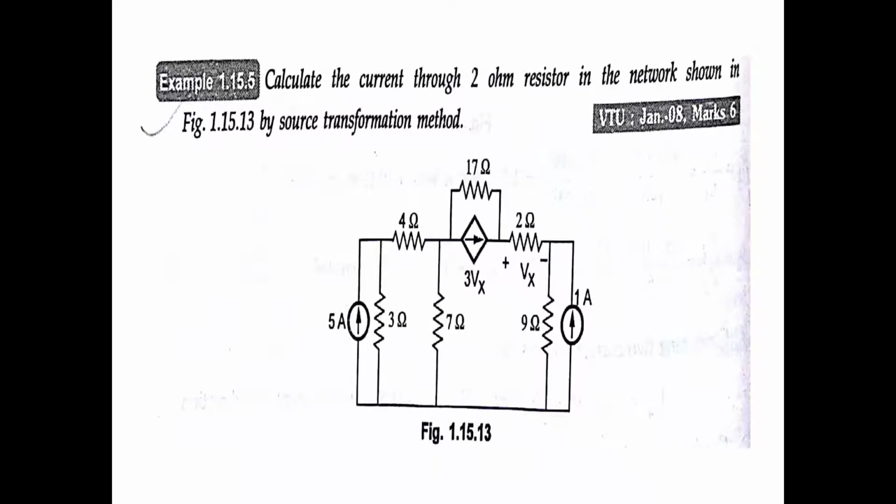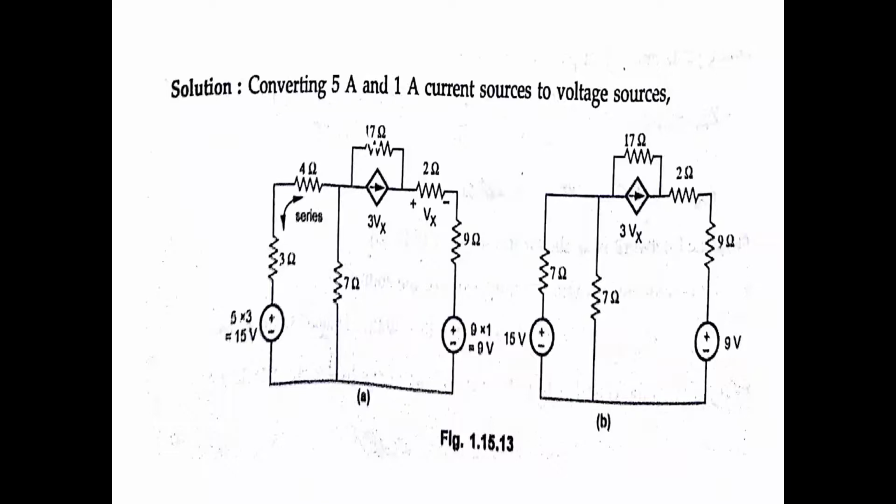Okay, next problem. Calculate current through the 2 ohm resistor in the network using source transformation. These are the given network. This is also an exam problem, 2008, 6 marks. Okay, converting the 5 amps and 1 amp current sources to voltage sources.